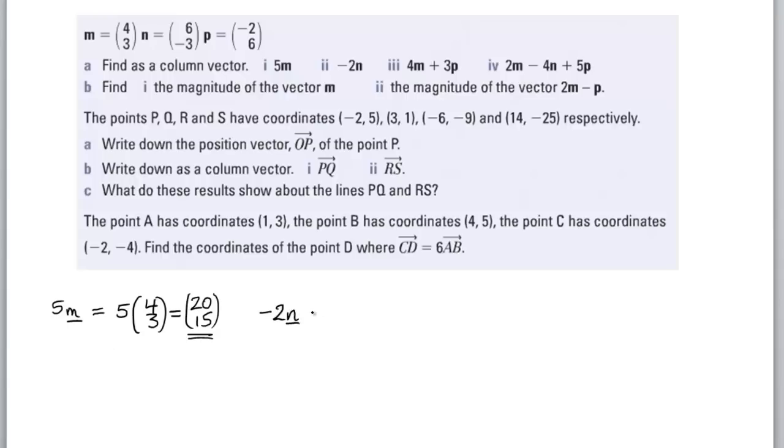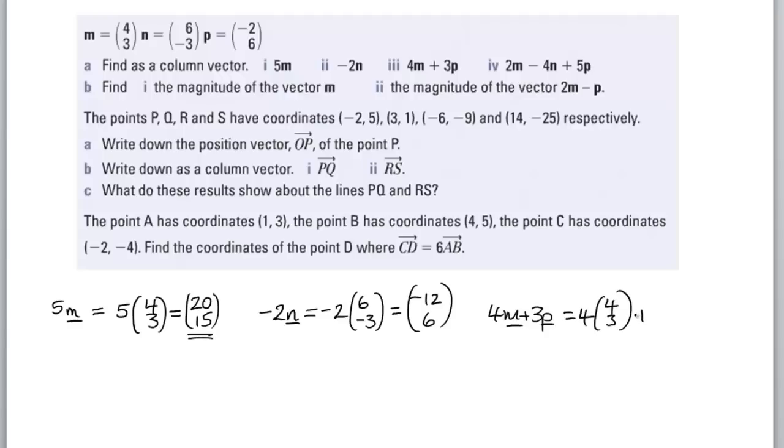So that's minus 2 lots of n, minus 2 lots of 6, minus 3, which gives us the vector negative 12 and positive 6. 4m add 3p is 4 lots of 4, 3 add 3 lots of minus 2, 6, which would be 16, 12 added to minus 6, 18, which in turn is 10, 30.